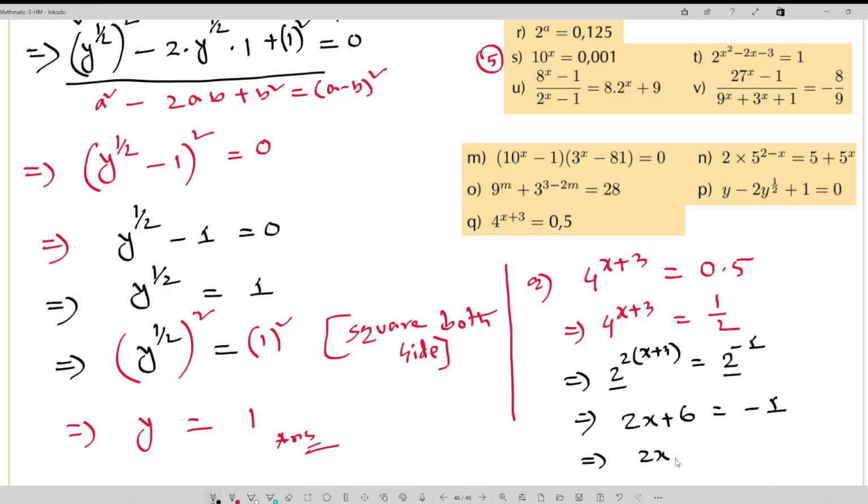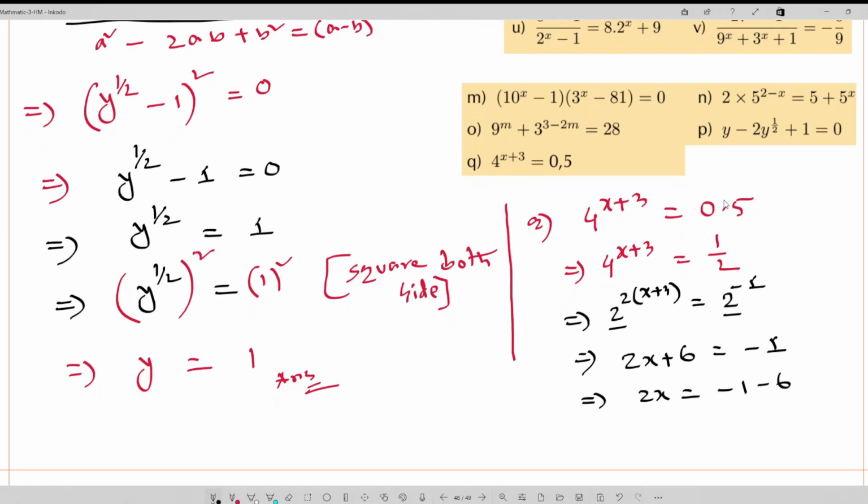Okay, so here base are same, we can write 2x plus 2 times 3 means 6 equals minus 1. So 2x equals minus 1 minus 6, right? Here is 2x equals minus 7. So our answer is x equals minus 7 divided by 2. Why? Because we divide both sides by 2.